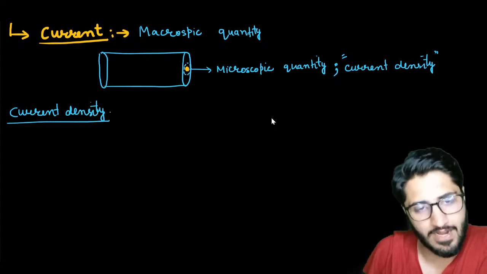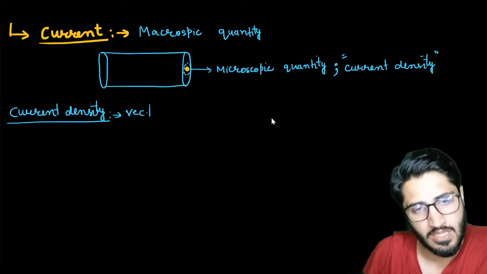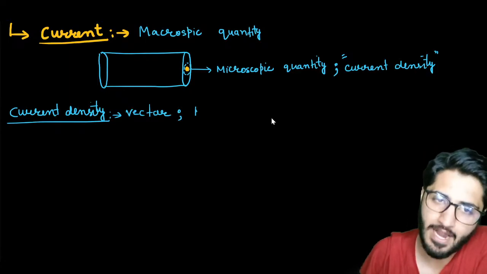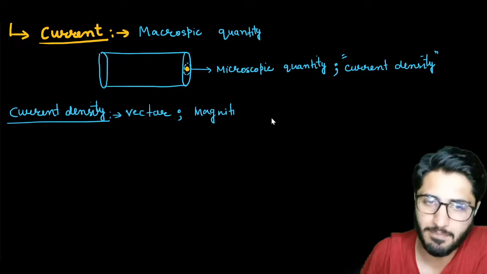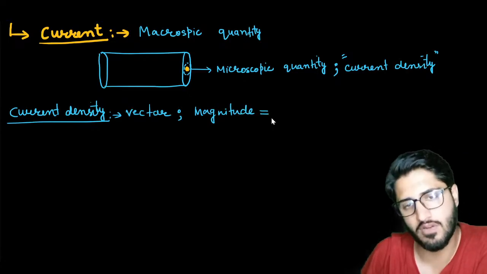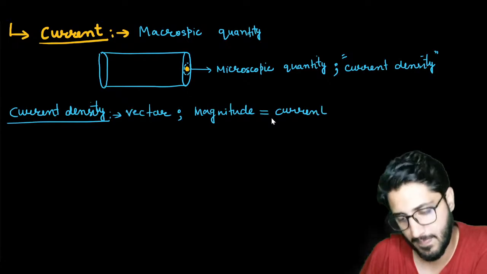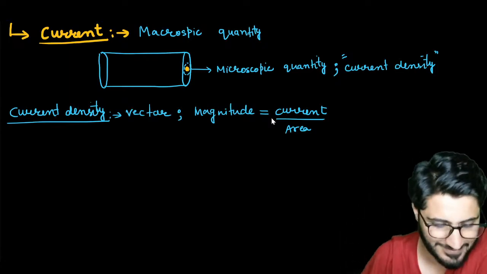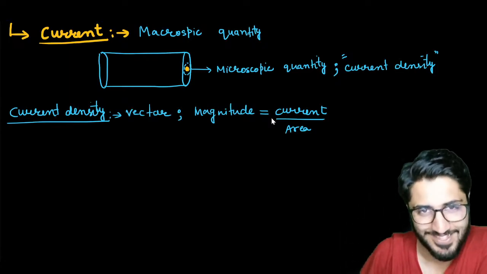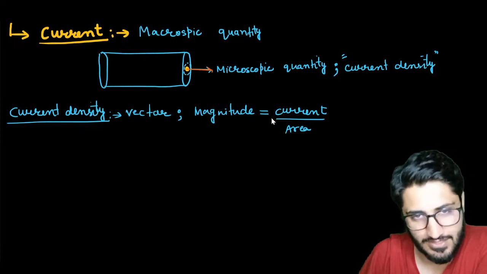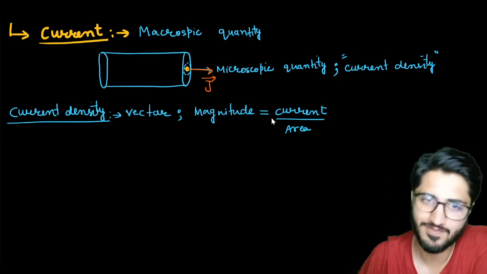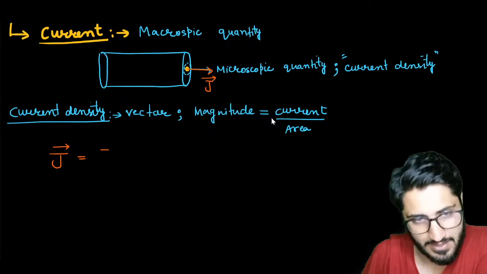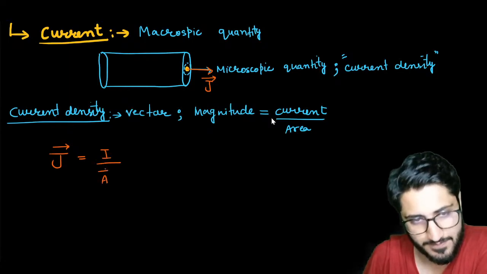Current density is a vector quantity. If we talk about its magnitude, magnitude is equal to current by area. It is a vector, I will write it as J vector. So current density J vector is current I divided by area.